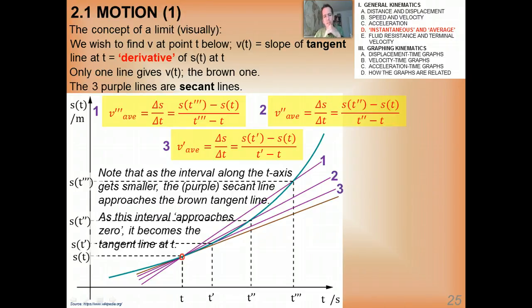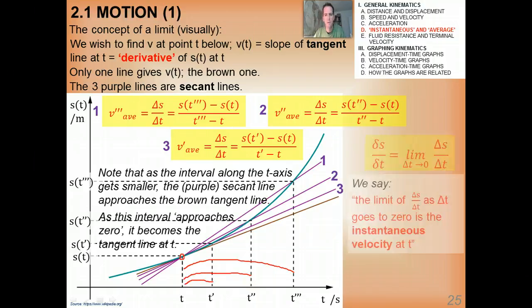Delta t is the difference between t and these other values of t. Here's my first delta t, t triple prime minus t. Here's my second delta t, t double prime minus t. And here's my third delta t, which is t prime minus t. You can see that that interval is getting smaller and smaller, approaching 0.